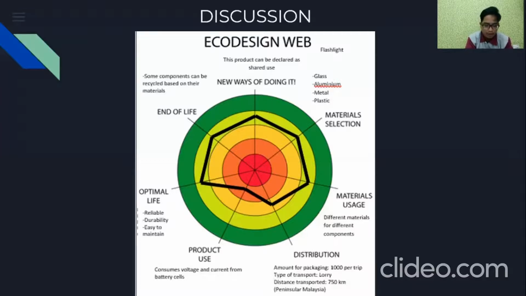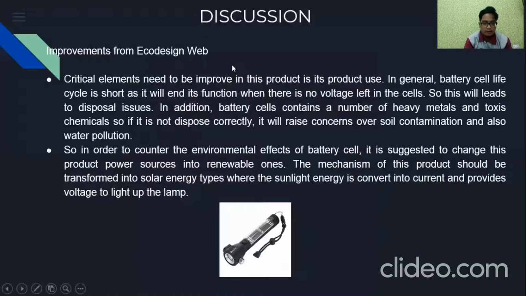For the end of life, the flashlight is rated as good because mostly the components made from glass, aluminium, and metal can be recycled at the recycling center. Last but not least, a flashlight can be shared and used by a group of people to reduce the environmental impacts. Next, we will go to the improvement based on the eco web design.